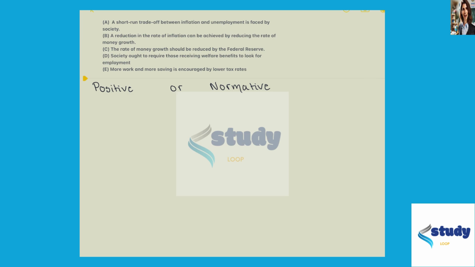So positive economic statements focus mainly on the facts. They focus on facts, on data, on statistics, and the way things are. That's the key part, it focuses on just what is, essentially. On the other hand, normative statements tend to be more general. They may be more subjective. They may be based upon value statements.